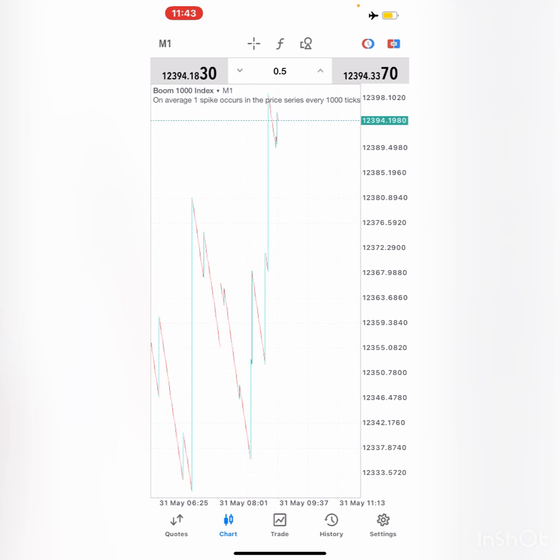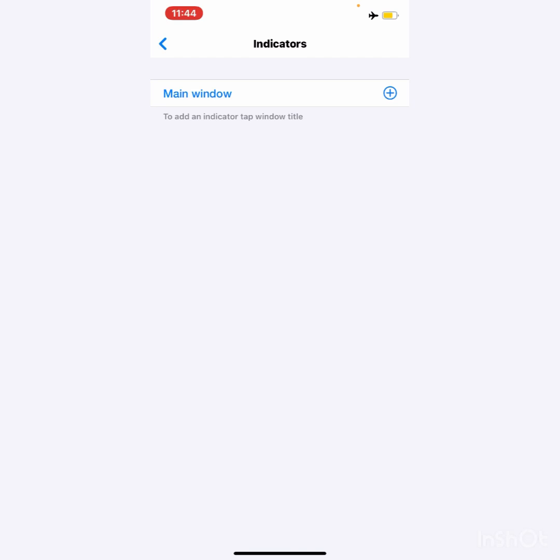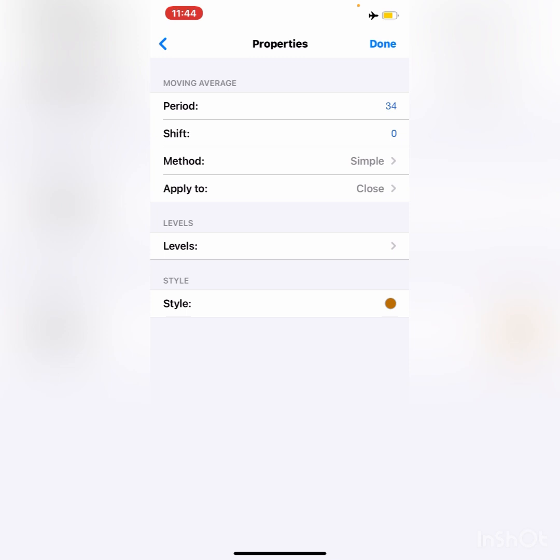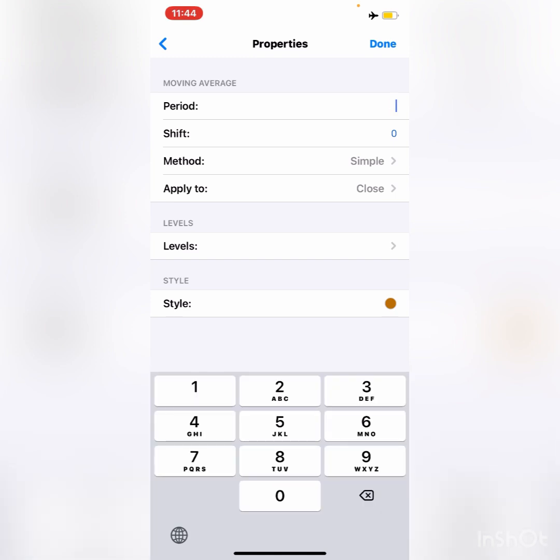I'm on boom 1000 right now in my 1 minute time frame, and I want to start installing my strategy. Right, so I'm going to go to indicators, and the first indicators that I'm going to install are for my main chart, and I'll discuss the use of those indicators too. So I'm going to go to main window, and the first indicator that we want is a moving average, and it has the following settings, right?